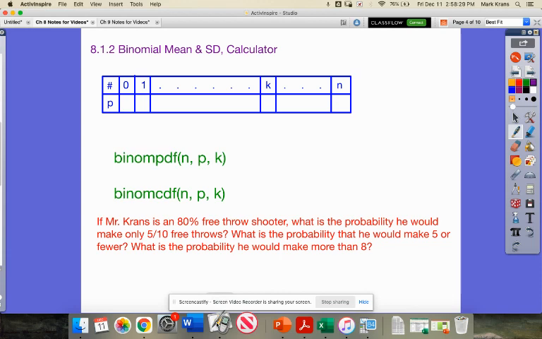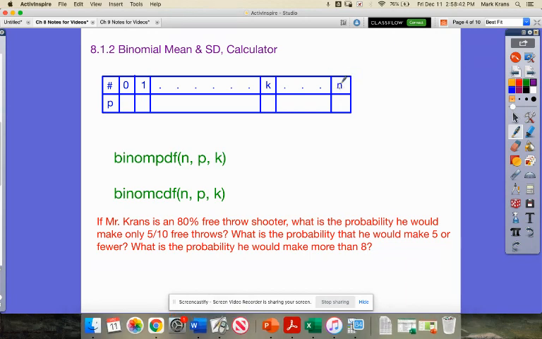All right, we want to talk about the mean and the standard deviation of a binomial random variable. But first, we're going to talk about how you can do this stuff even more efficiently on your calculator. Okay, so you're given some context, right? There is the number of trials that you're doing, and that'll be used here, and the probability of success, right?